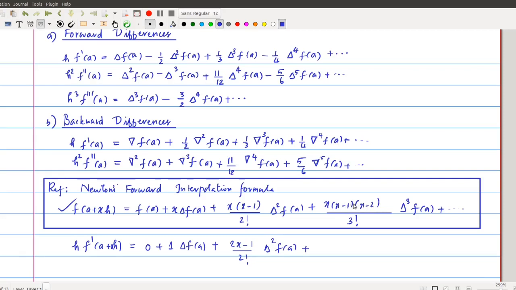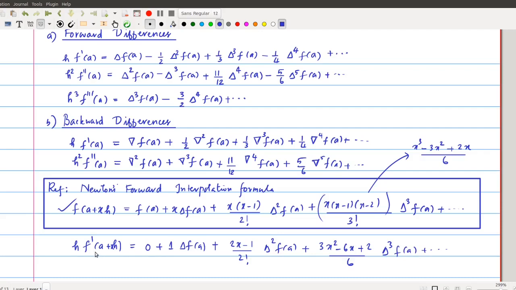You can multiply all these three factors, then the polynomial will be x cube minus 3x square plus 2x. So this is this factor. Then take the derivative of this, that will be 3 times x square minus 6x plus 2 divided by 6 times del cube f of a, plus etc. This is the way we write this expression.